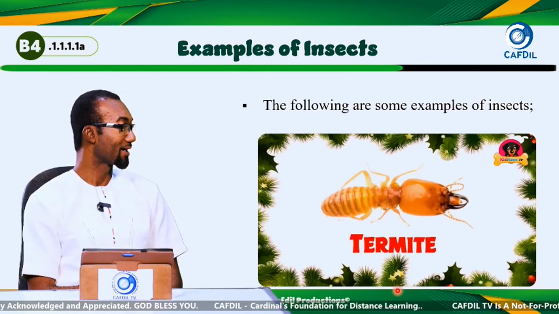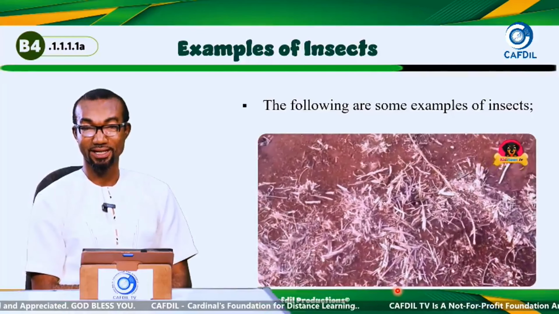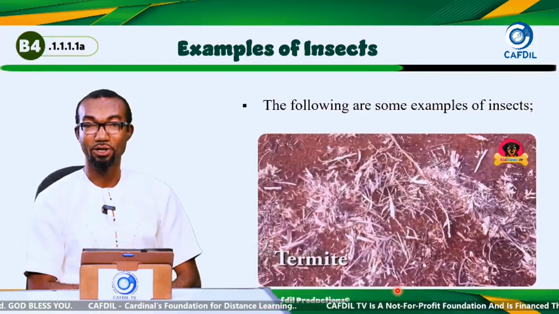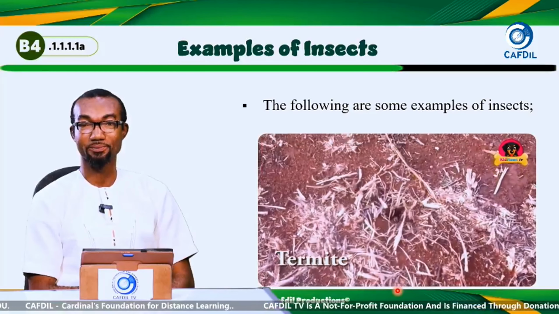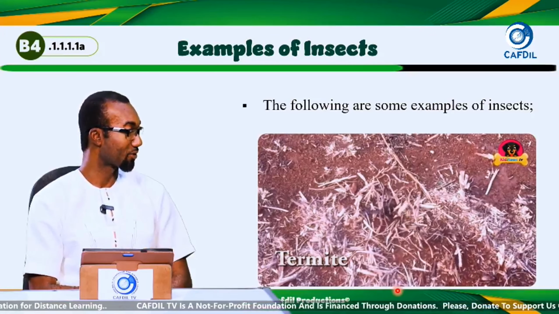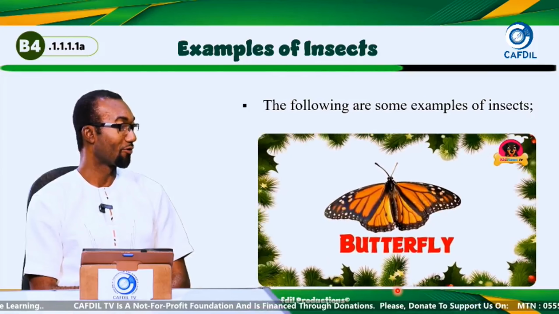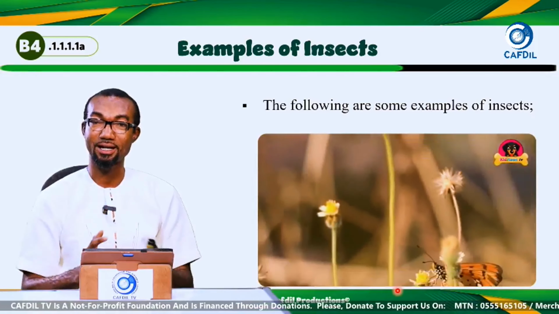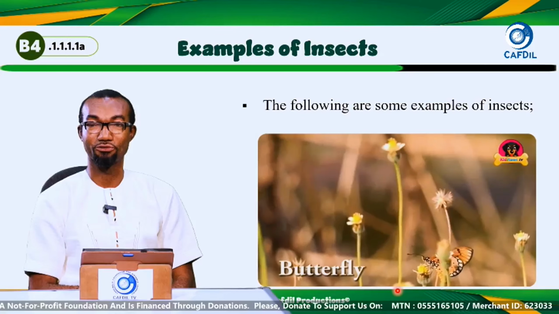We also have another example, termites. Termites are known for destroying wooden pillars. So termites is also an example of an insect. So okay, these are some examples of insects.